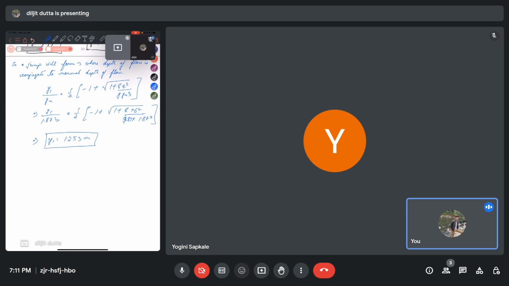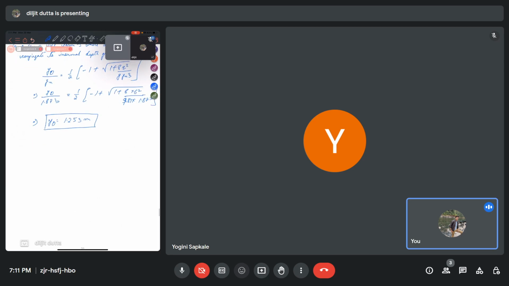Now we have got the sequent depth y1, or let's give it y0, as 1.253 meter. Now we need to find the distance between y1 and y0. How can we get that? We can get it by using the specific energy formulas.